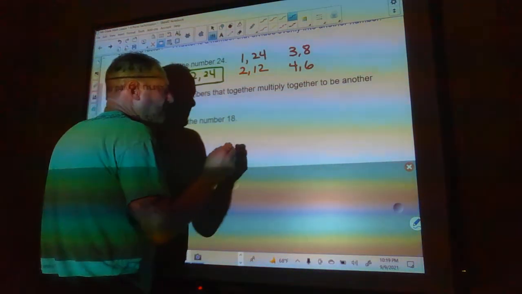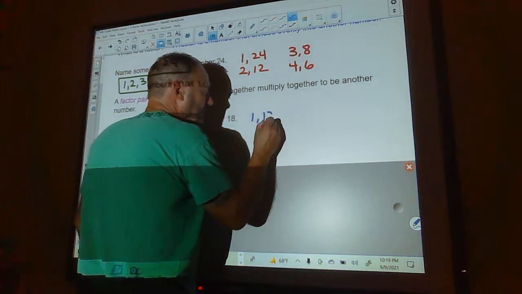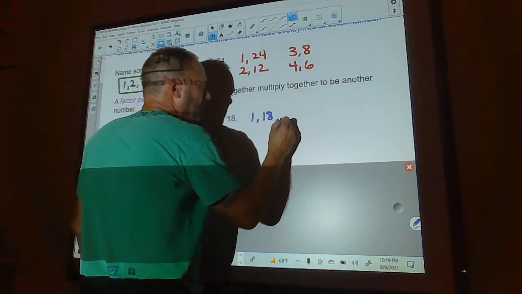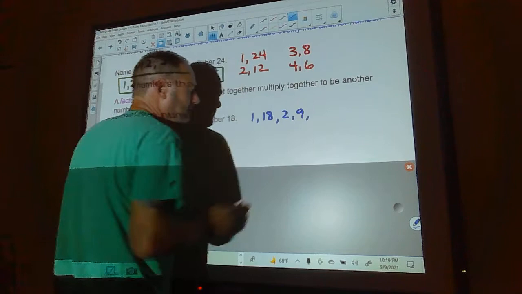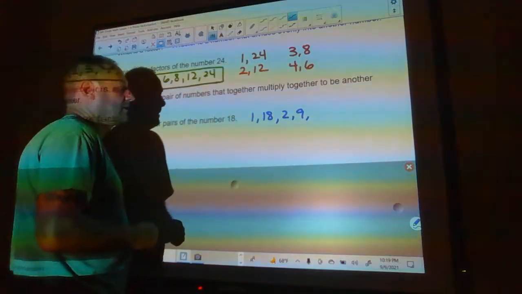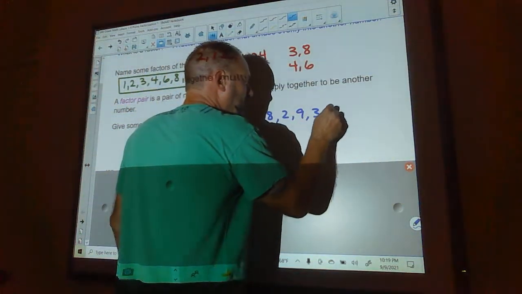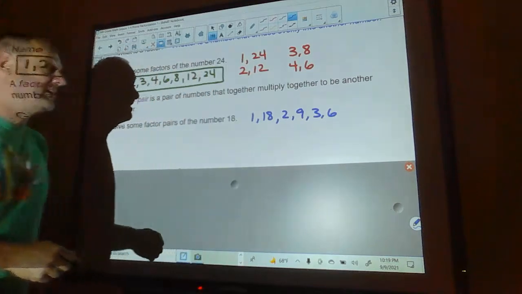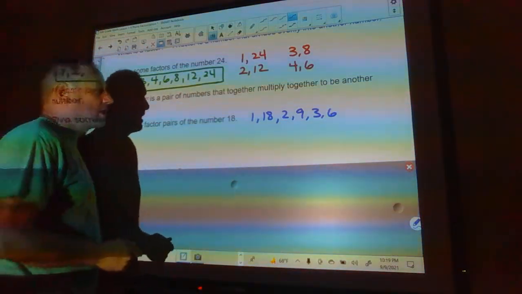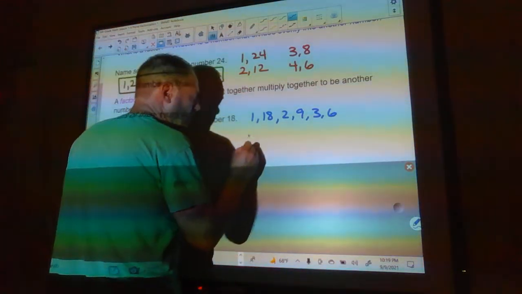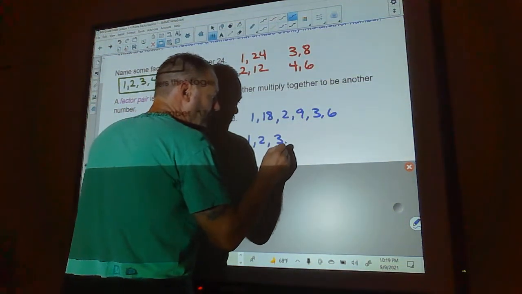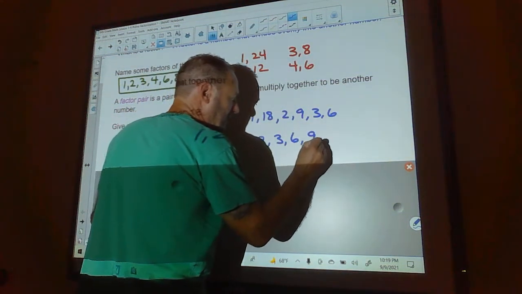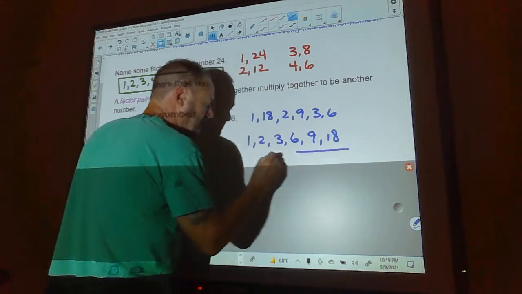Okay, so factors of 18. How about 1 and 18? How about 2 and 9? 2 times 9 is 18. 3 times 6 is 18. And that's it. That's all the whole numbers. So I would rewrite this, though, as 1, 2, 3, 6, 9, 18.